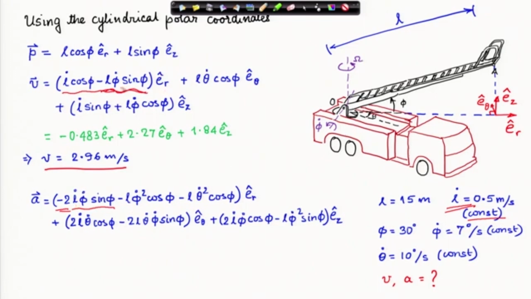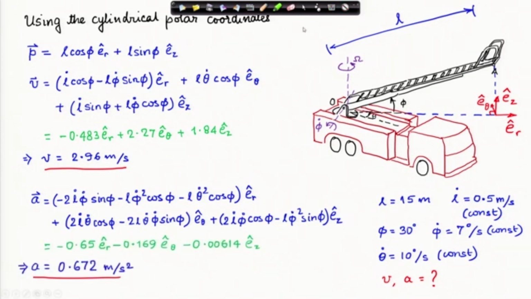Similarly, I take the derivative of the second term with respect to phi dot, etc. Then I have the frame derivatives, etc. When I do all these things and assemble the whole thing, this is what I obtain. After simplification I have obtained this expression. You should check this yourself, and finally, when you plug in the values, you get the acceleration vector in green as I have written out, and the acceleration magnitude is 0.672 meters per second square.